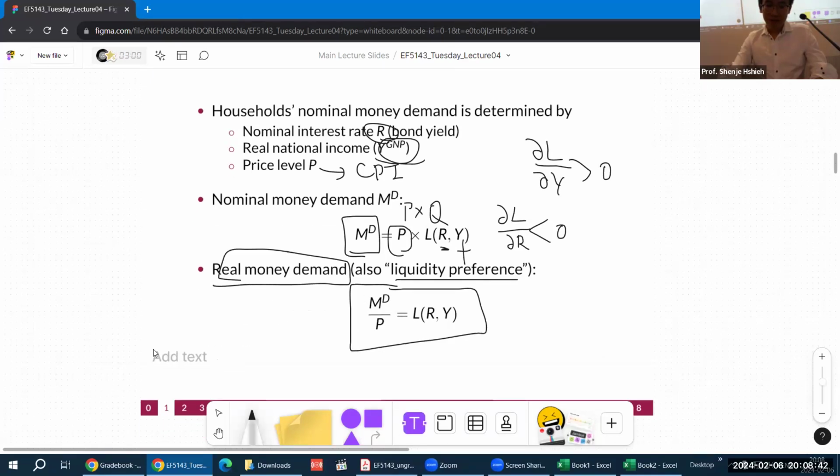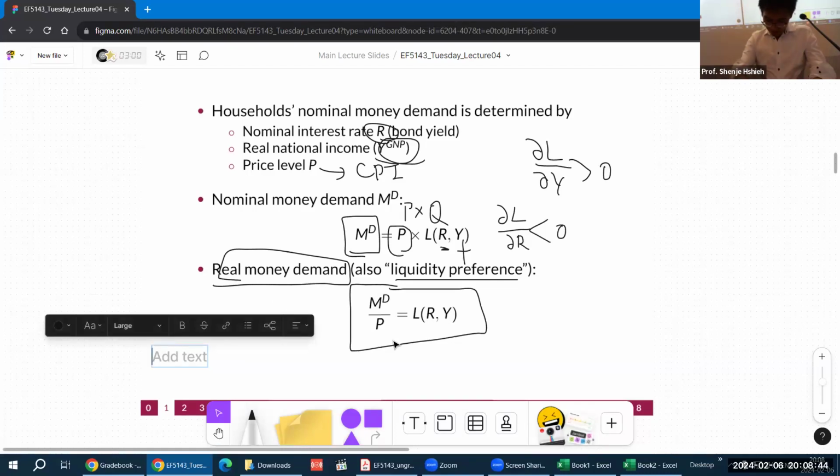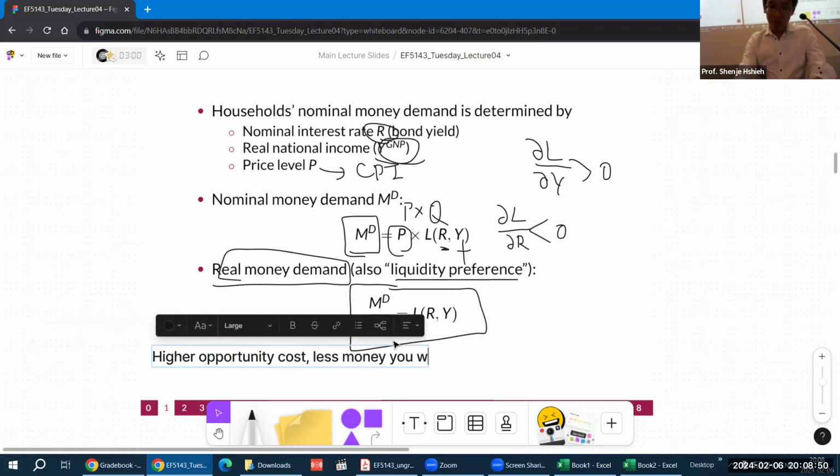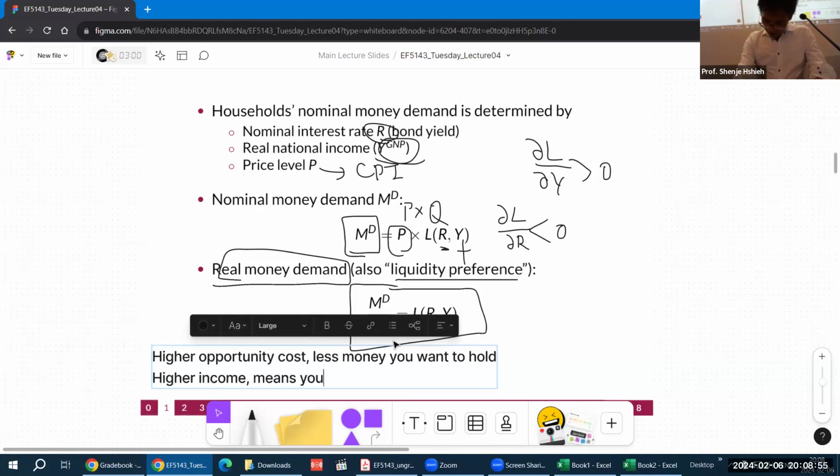So let me write the intuition in case people get lost. Higher opportunity cost, less money you want to hold. Higher income means you can consume more today and increase money holdings to spend, right?